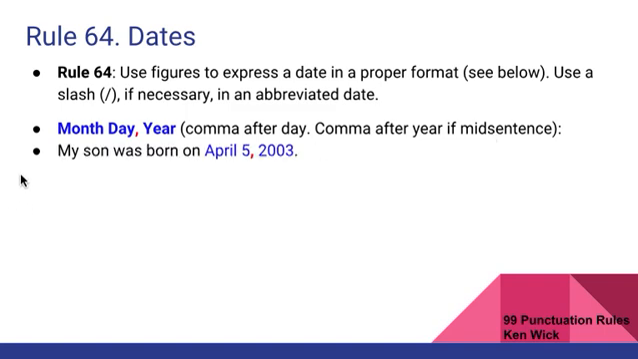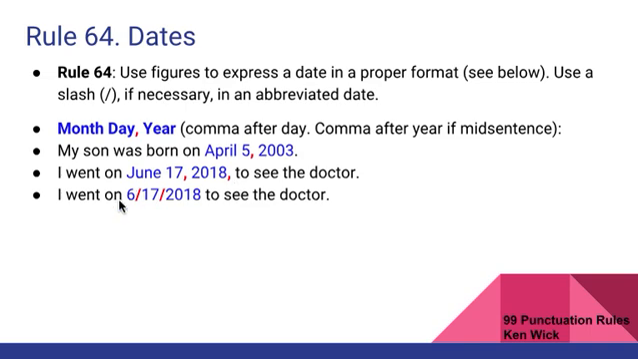So some examples: my son was born on April 5th, comma, 2003. I went on June 17, comma, 2018, comma, to see the doctor. I said very common not to see the comma here. I went on 6/17/2018 to see the doctor. You use slashes for an abbreviated date.